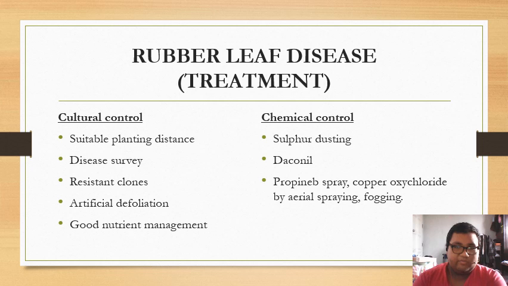For the bird's eye spot treatment, we have two, which are cultural control and chemical control. Cultural control: firstly, suitable planting distance, disease survey, resistant clones, artificial defoliation, and good nutrients. Chemical control, we have sulfur dusting, chlorothalonil and propiconazole spray, copper oxychloride by aerial spraying or fogging.